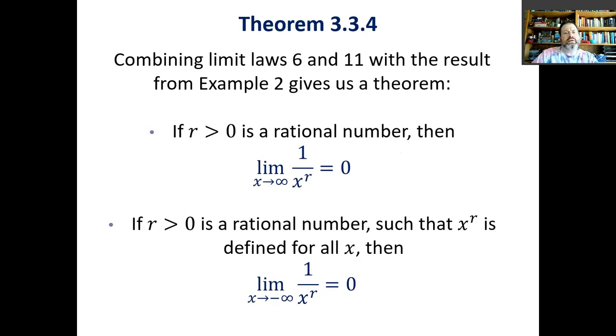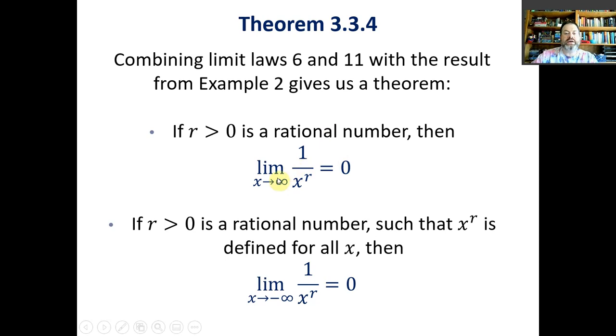So we're going to combine limit laws 6 and 11. If you don't remember what they are, just look them up. With the result from example 2 that we just got, we're going to get a theorem. The theorem basically says that if r is some positive rational number, then the limit as x approaches infinity of 1 over x to that power is 0. So this is a strong result. We're taking limit laws and something we just proved in example 2, and we're just combining everything.